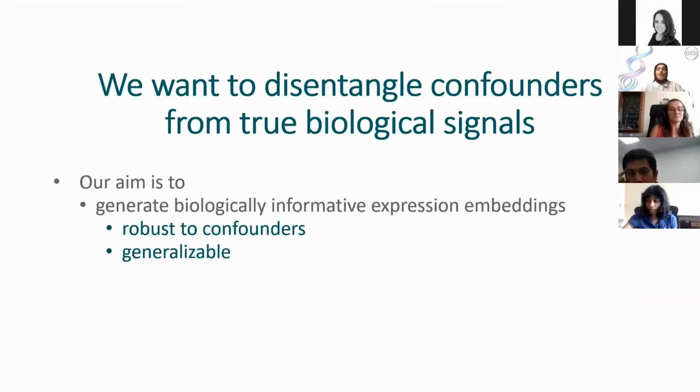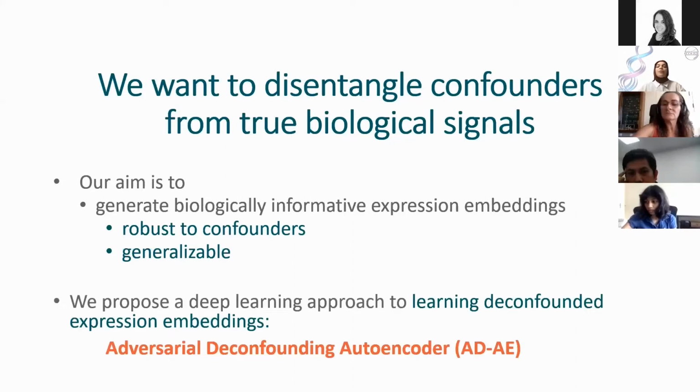So in our project, we address this problem of entanglement of confounders and true biological signals. And our goal is to basically show the power of unsupervised deep models by generating biologically informative expression embeddings that are robust to confounders and also are generalizable across different domains. And to achieve this, we propose a deep learning approach, which we call adversarial deconfounding autoencoder, or ADAE in short.